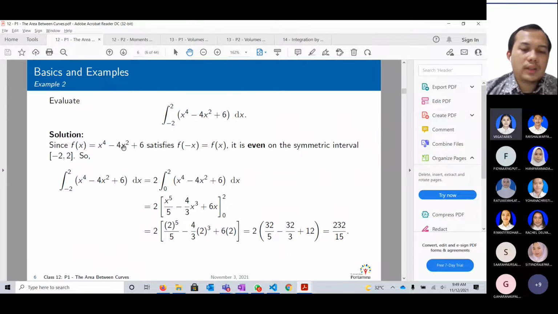Then we have that the function is even. Then since we are asked to compute the integral on the symmetric interval to 2, in this case we can just compute the integral from 0 to 2 and multiply the definite integral by 2. Any question for this example?